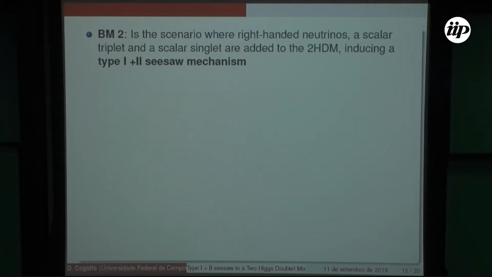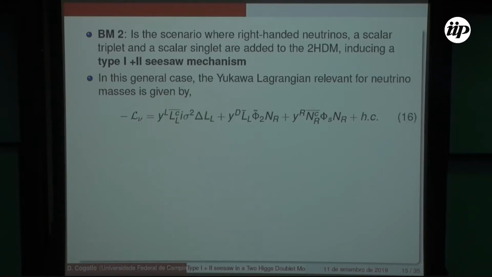The second scenario we work on is the more general scenario. In this scenario, we introduce the two doublets, one singlet, right-handed neutrinos, and a triplet of scalars. In this case, we can generate the Type I plus Type II Seesaw mechanism. The Lagrangian that generates the masses for the neutrinos in this case is this one. We can see that here we have a new term that couples the lepton doublets with the triplet of scalars, and these terms are just the terms of the Type II Seesaw mechanism.